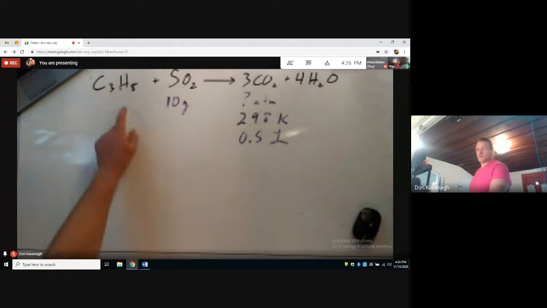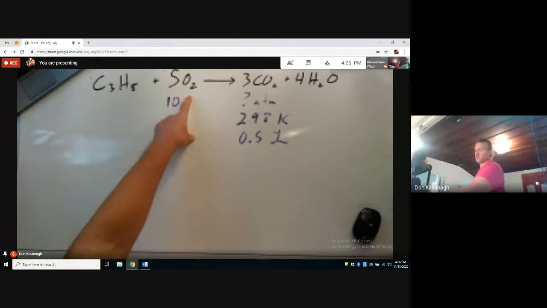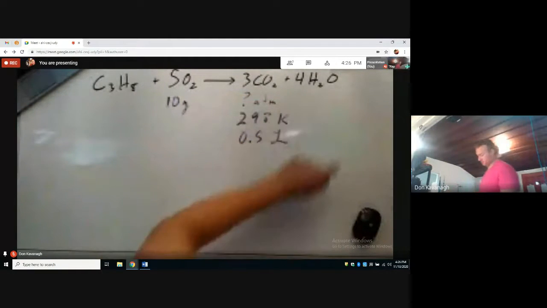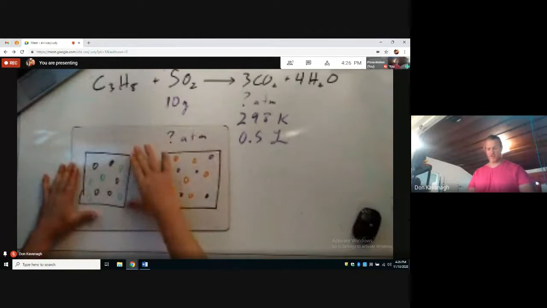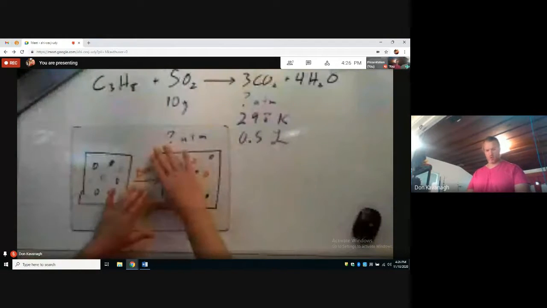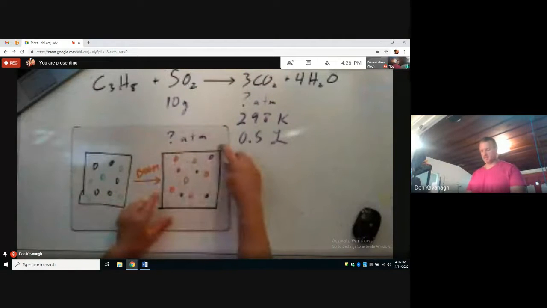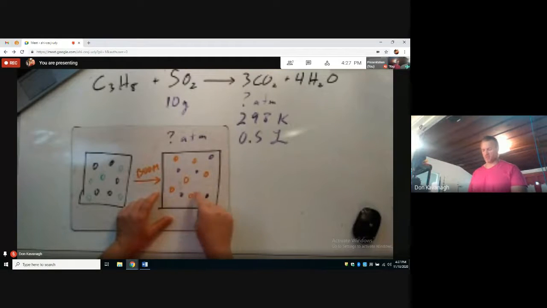This is a problem where we have the combustion of propane in the presence of oxygen producing CO2 and water. This is kind of an atomic vision picture of what's going on. Here we have the reactants, the propane and oxygen, goes boom. And then in that same container afterwards, there are CO2 molecules produced and water molecules produced. What is the pressure or the partial pressure of CO2 that would be produced in this reaction?